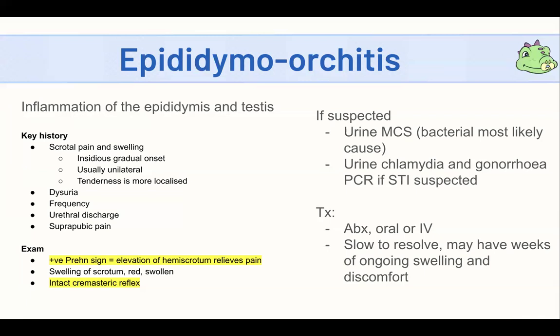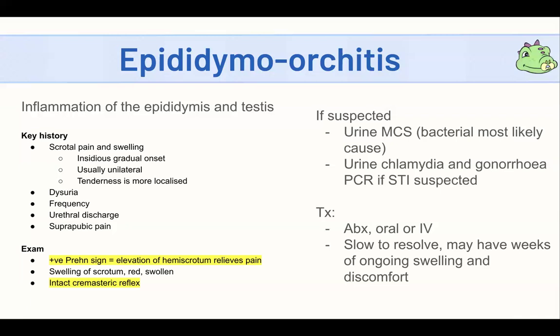And then with the physical examination, in this case, you'll have a positive Prehn sign, which when you elevate the hemiscrotum, it will relieve pain. And the cremasteric reflex is intact. So in terms of what causes it, it's usually a bacterial or an STI. So if you suspect it, you'd be doing a urine MCS or urine chlamydia and gonorrhea PCR if you're suspecting it's an STI cause.